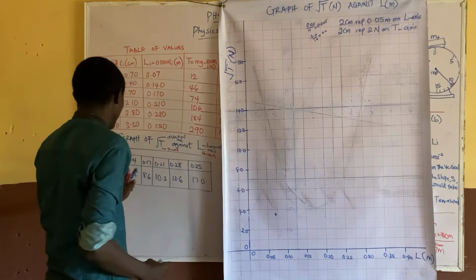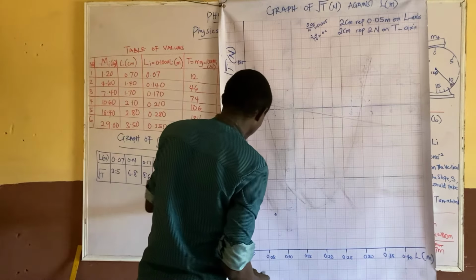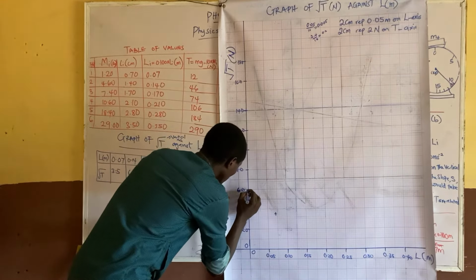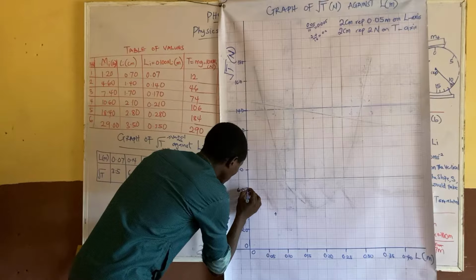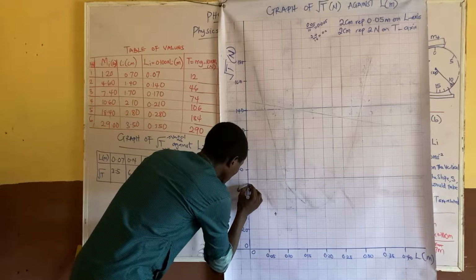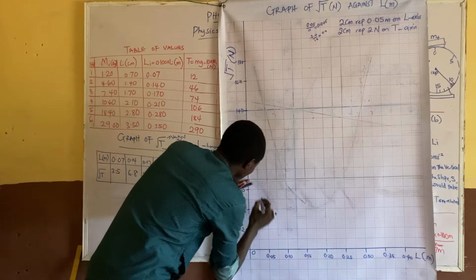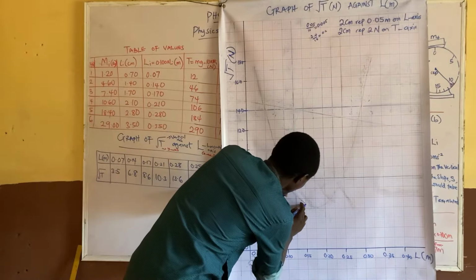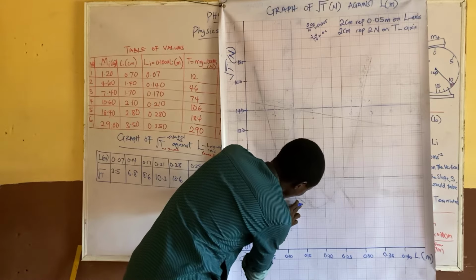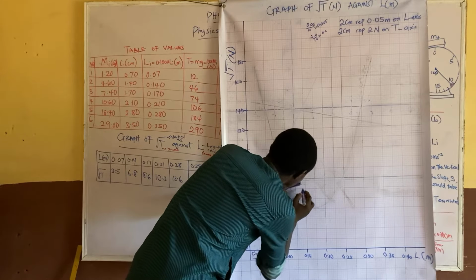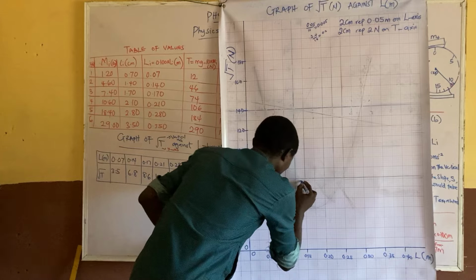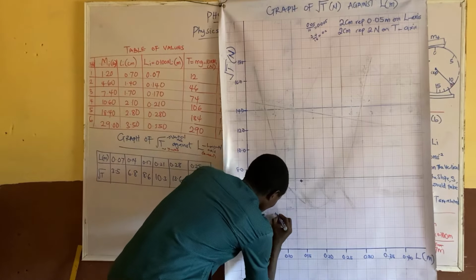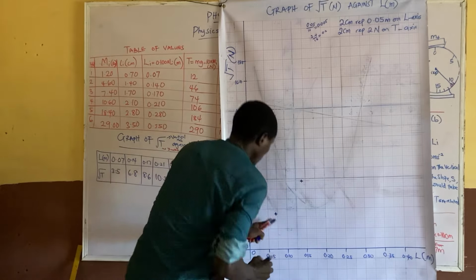Now 0.14 against 6.8. This is 6 here. Now 6.2, 6.4, 6.6, 6.8. You trace this 6.8 with this 0.14. So where they meet, this 6.8, the location is here. So this is the first one, and this is the second one.